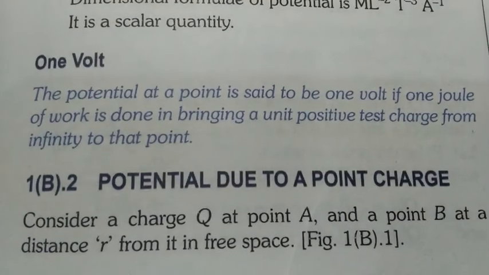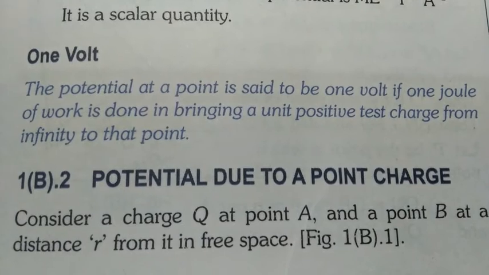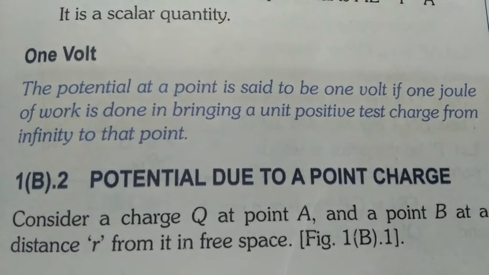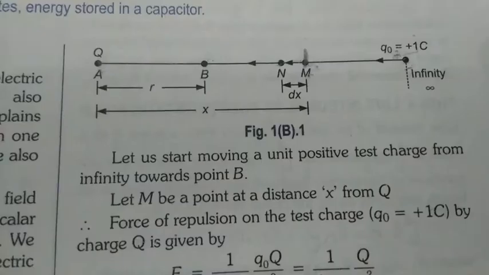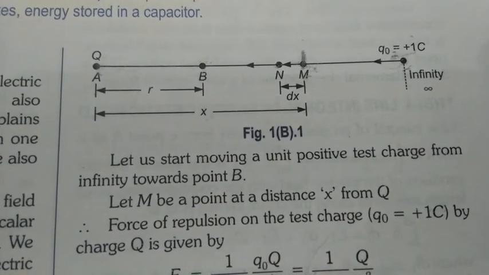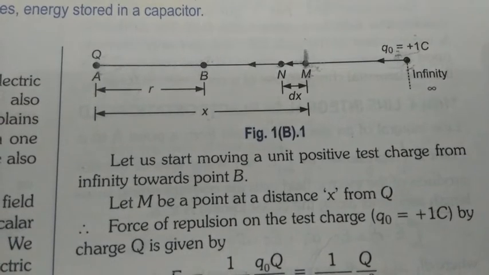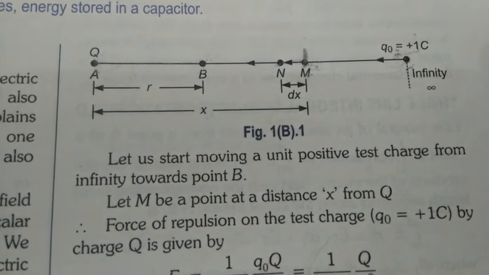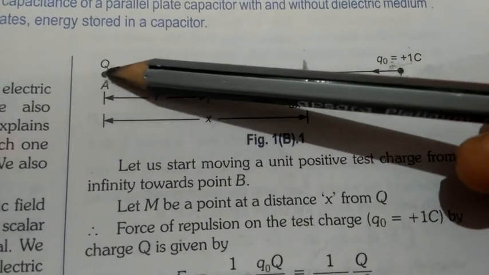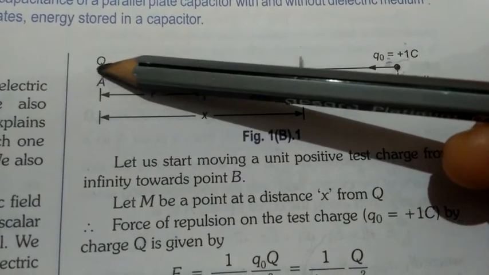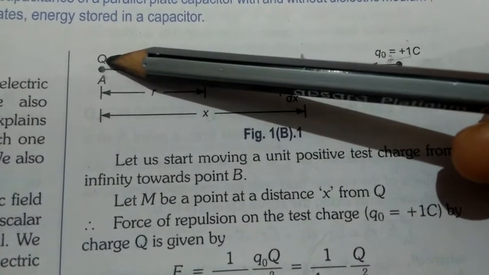Welcome back, students. Now in this second part we are going to study the potential due to a point charge, and to study that we will see one arrangement which is given in figure 1b. Here you can see at a point A one charge Q is there. This capital Q charge is our source charge.